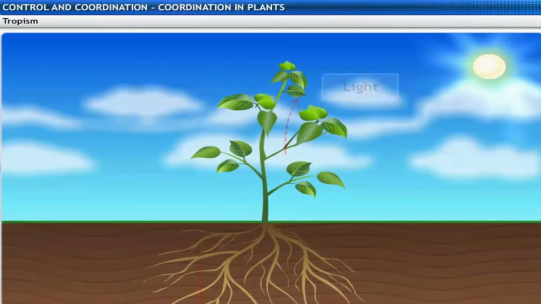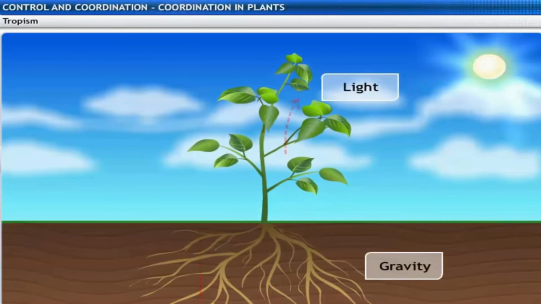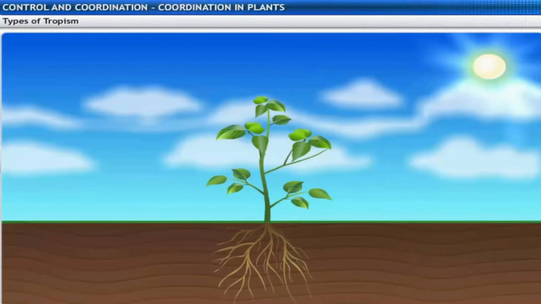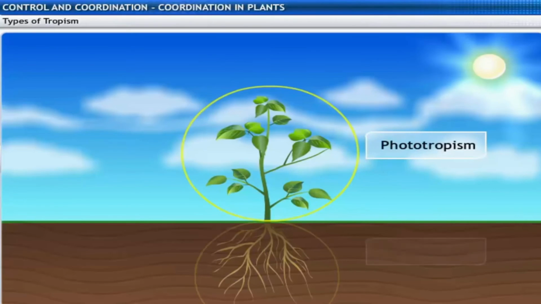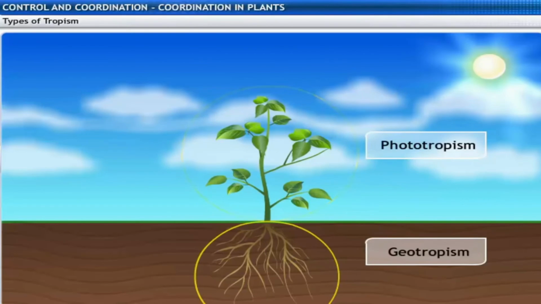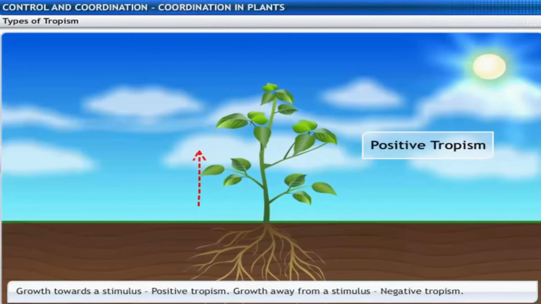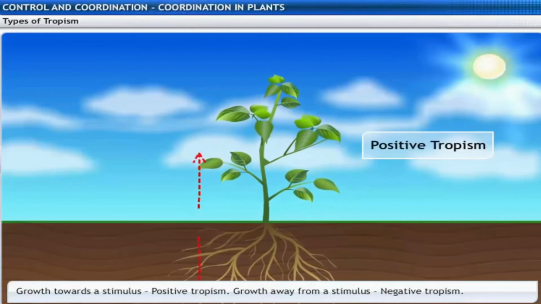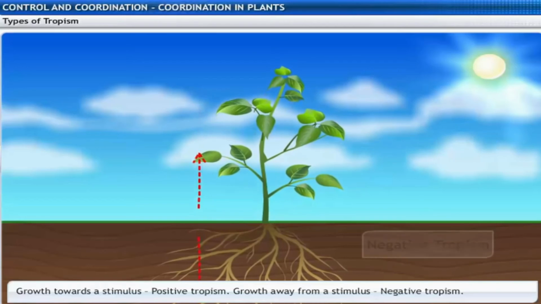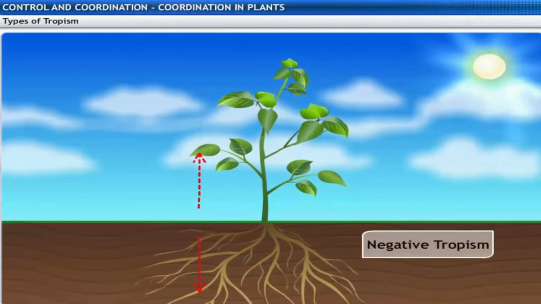Environmental triggers such as light or gravity determine the direction of growth of a plant. The most common tropic movements are phototropism and geotropism. Growth towards a stimulus is a positive tropism, while growth away from a stimulus is a negative tropism.